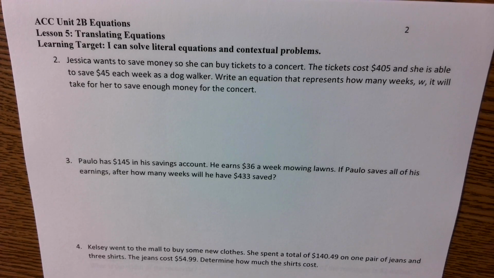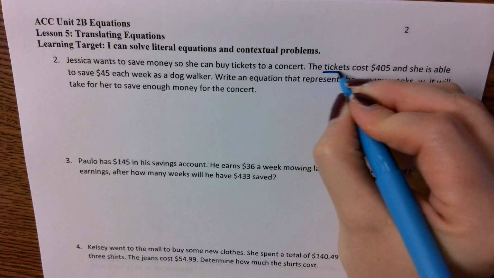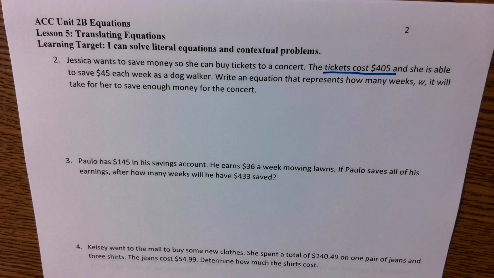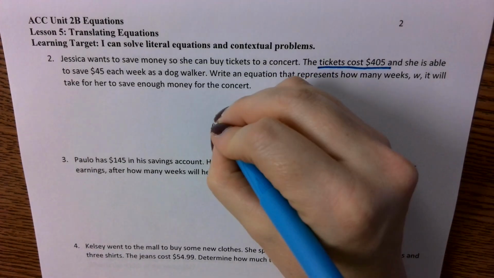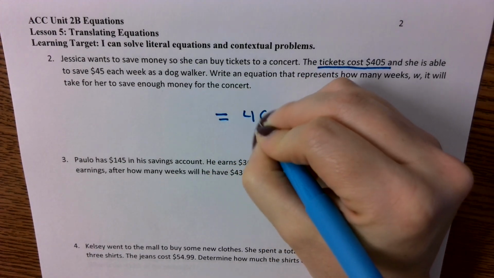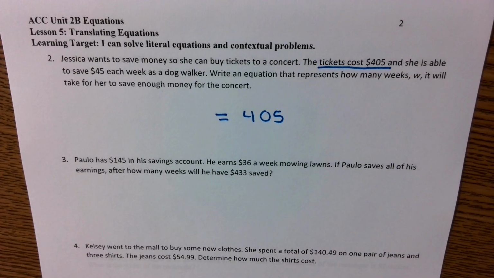Okay, so what are we setting this equal to? That's the first thing we're going to figure out. What are we setting it equal to? Chloe? 405, right? That's how much money she needs. She needs $405. So we're setting it equal to 405. Does she have any money yet? No. Nowhere in here does it say she already has this amount of money.